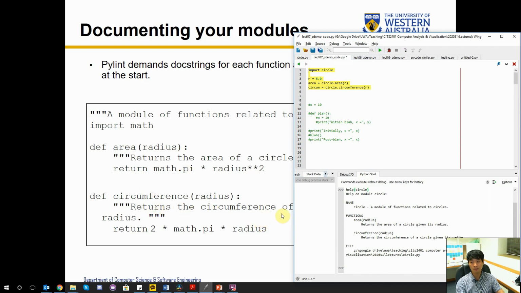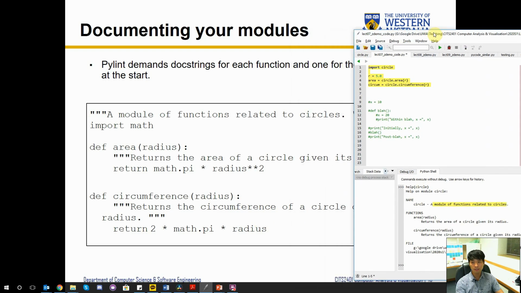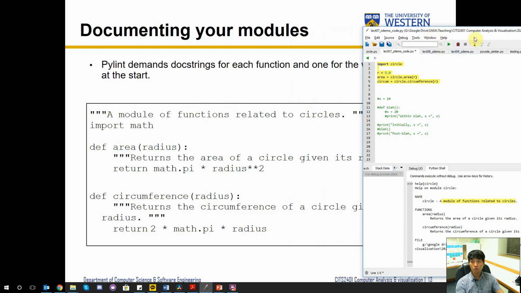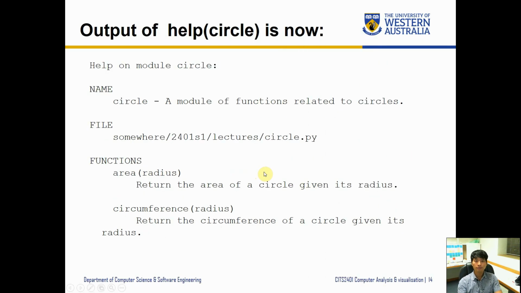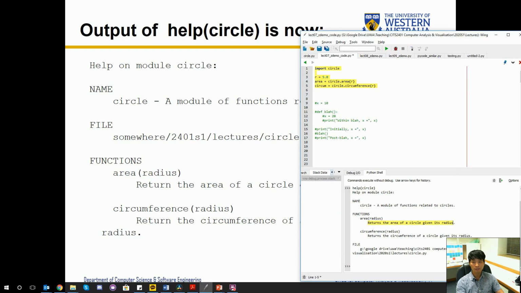So we have briefly seen this before. So name circle, and it tells me it's a module function related to circles, right? And this should map to our module docstring. Okay. And then each function has its own descriptions, and these are mapped from the function docstring. So this is essentially what we just checked, right? So you can try this yourself, and hopefully you get something similar.